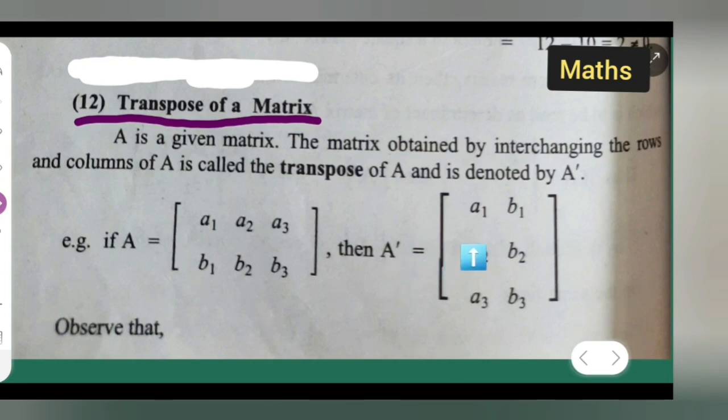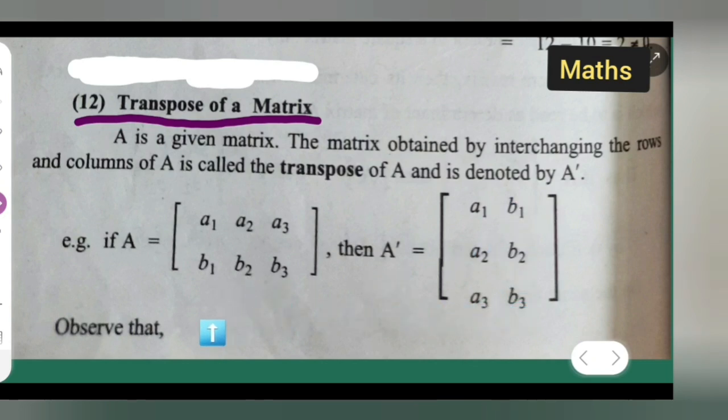Transpose is equal to, now this is in row form, and now you are writing it in column form. We are interchanging the rows and columns. This is a row and this is the column. So we are interchanging the rows and columns. So it will be A1, A2, A3, this will become a column, A1, A2, A3, and again here B1, B2, B3.